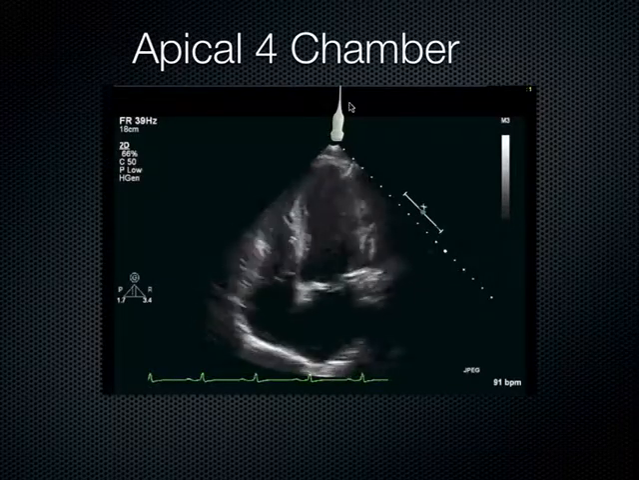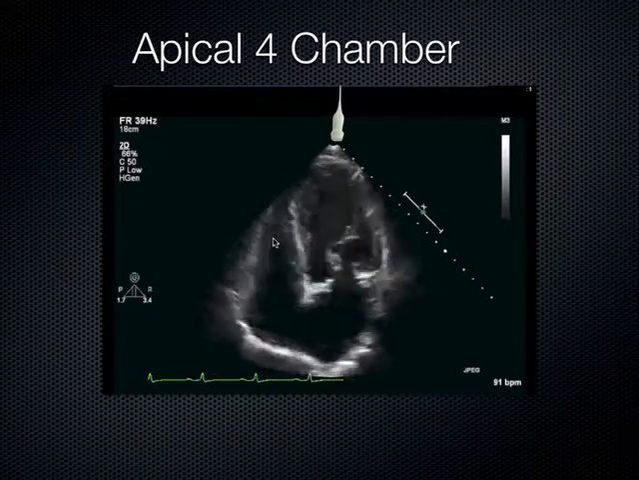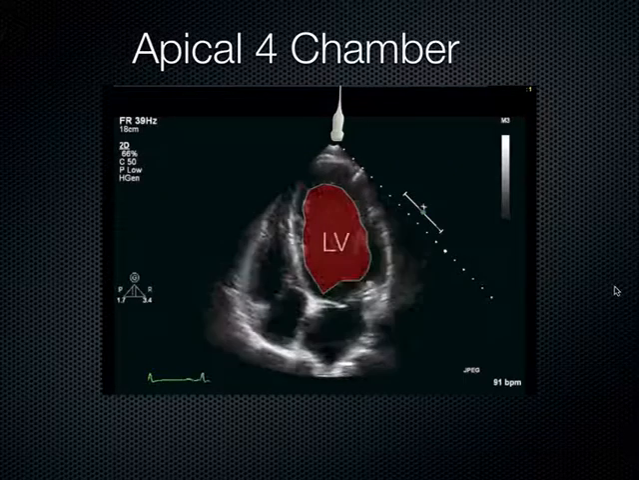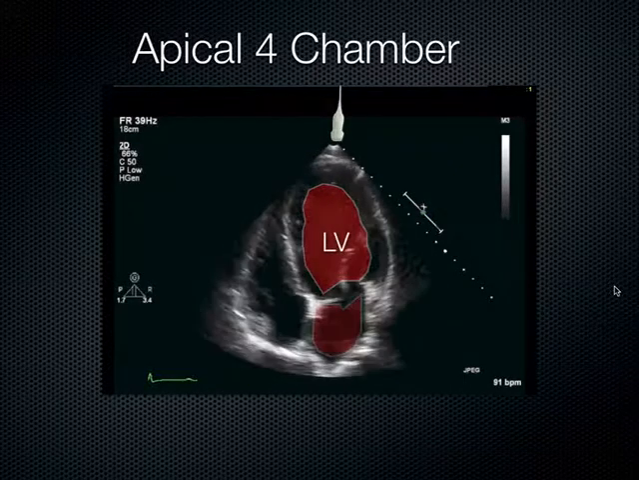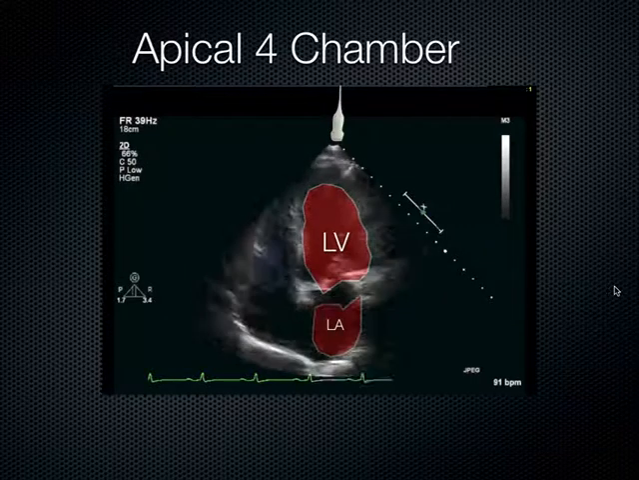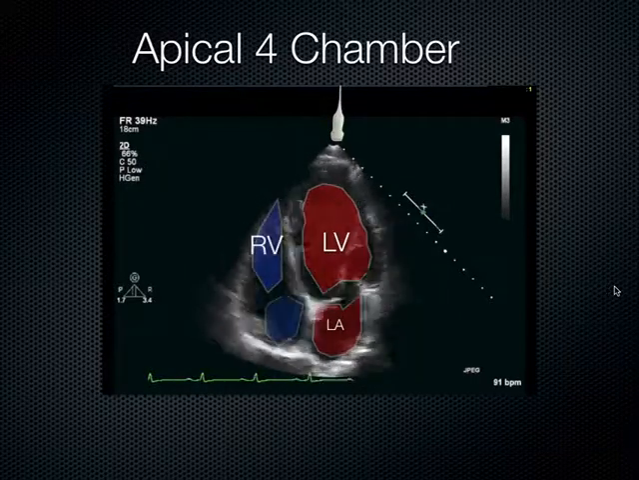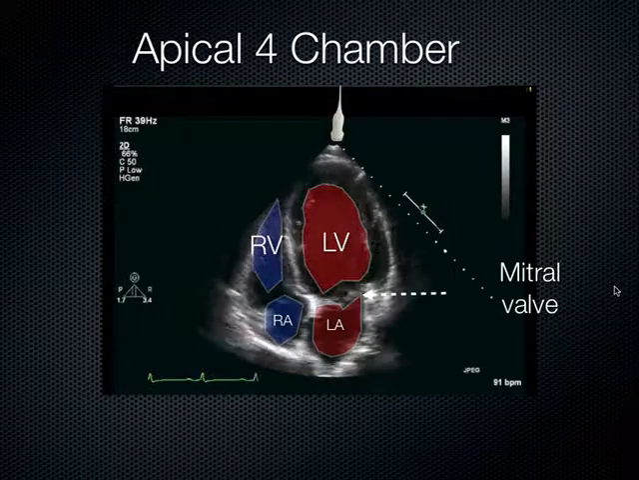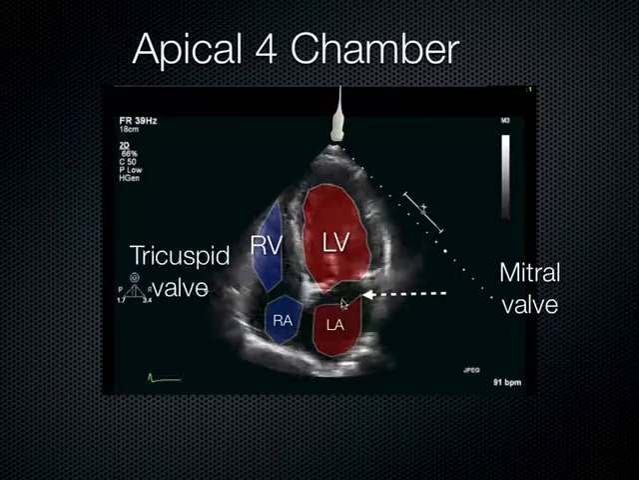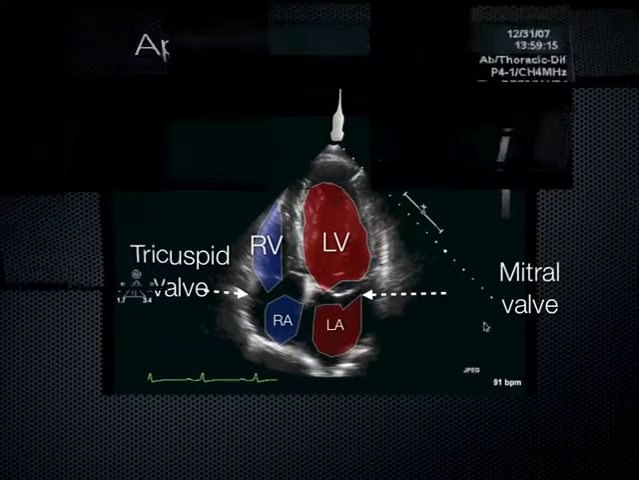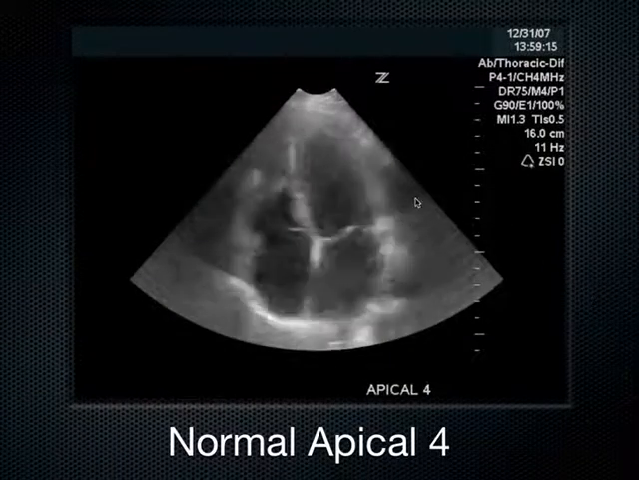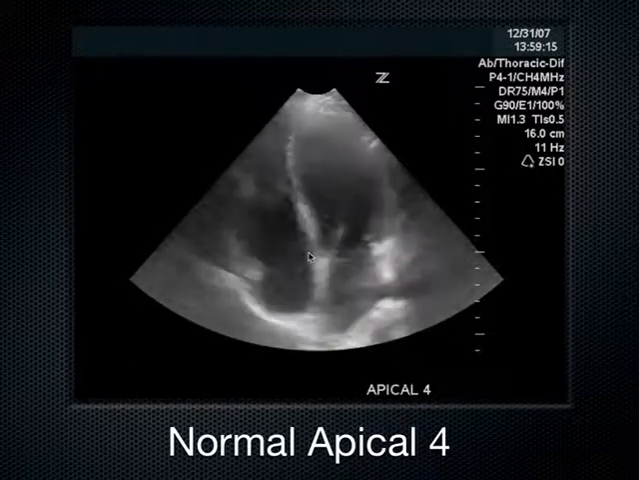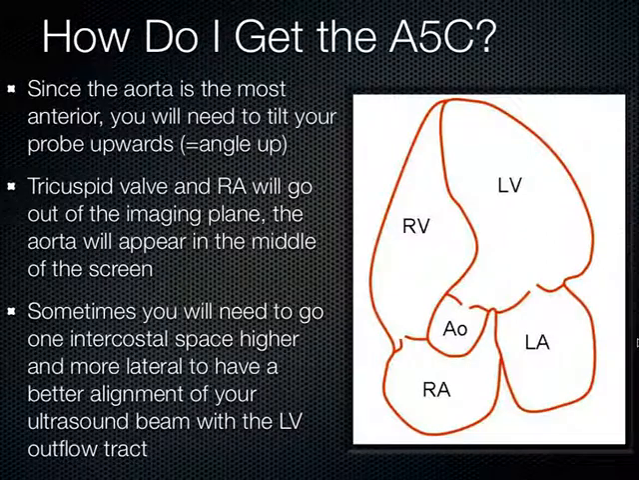And this is the actual sector. We can see it from the top of the screen, LV, RV, LA, RA. You can see these labels come along now. The left ventricle, the left atrium, the right ventricle, and finally the right atrium. Mitral valve is on this side, tricuspid valve on that side. Just another normal apical 4-chamber view. Here's the LV, RV, LA, RA. Septum is up here. Mitral valve, tricuspid valve.